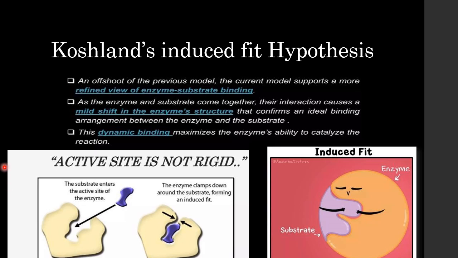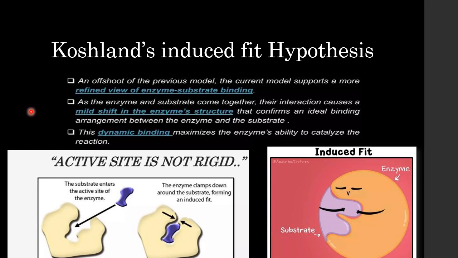So in contemporary times, there is another hypothesis given by Daniel E. Koshland, and this hypothesis is called Koshland's induced fit hypothesis. This hypothesis is an offshoot, that is, it is different from the previous model. The current model supports a more refined view of enzyme substrate binding.